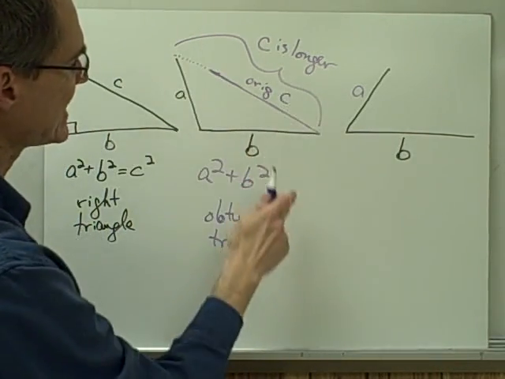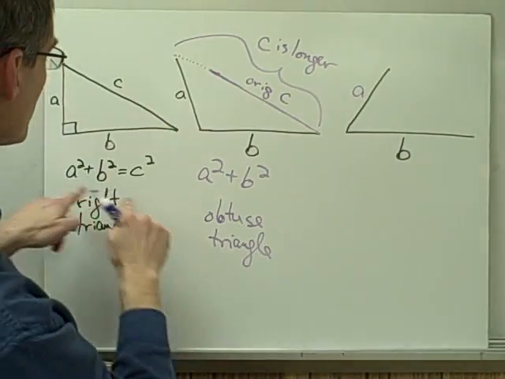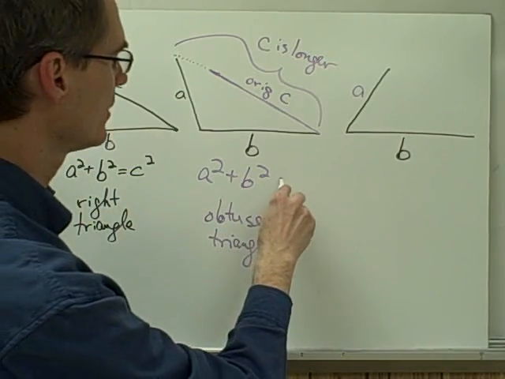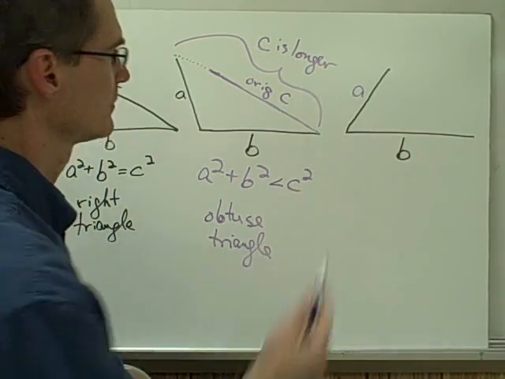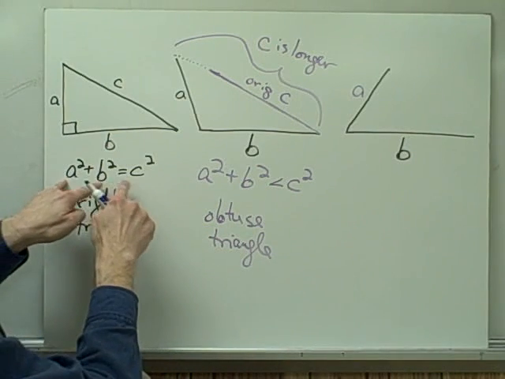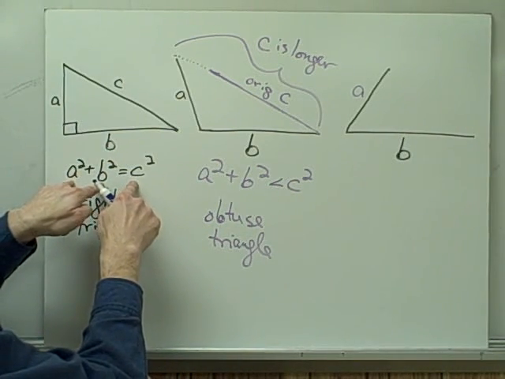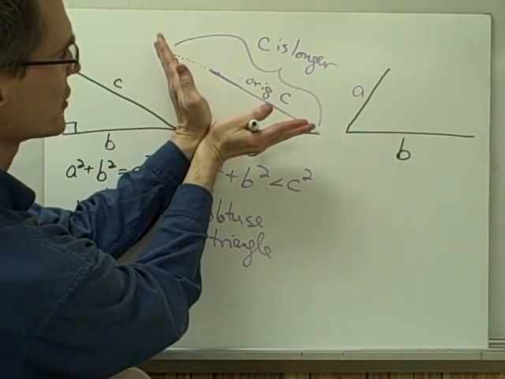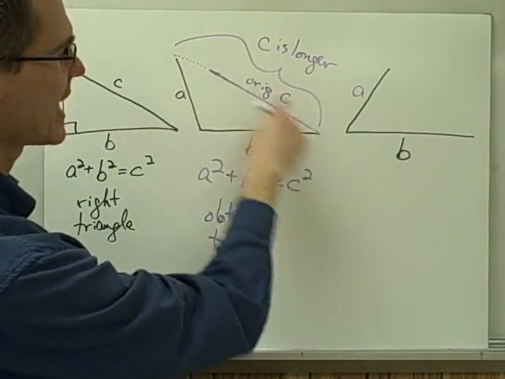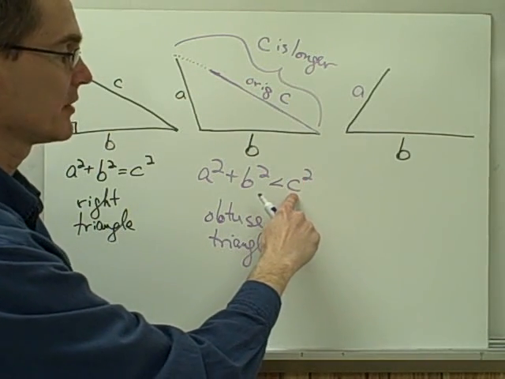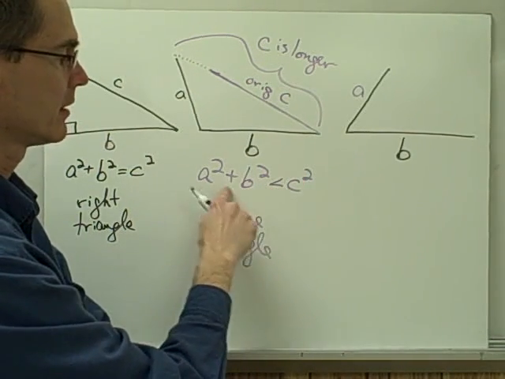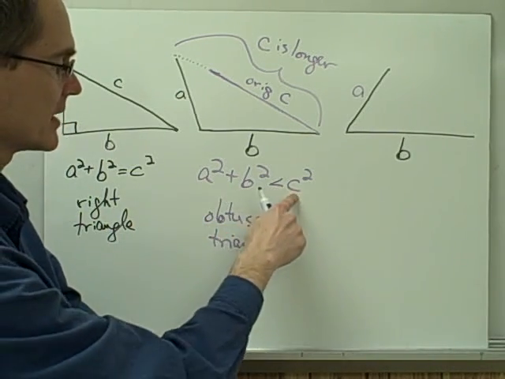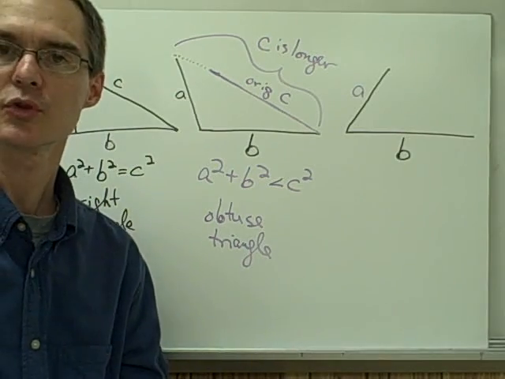But now my c is larger, and since my c is larger, but a and b are both the same length, then a squared plus b squared must be less than c squared. In other words, they started out a squared plus b squared equal to c squared, but as soon as I make that angle an obtuse angle, in order for it to still be a triangle, I've got to make my third side, c, longer, and that's going to make the c squared part bigger than a squared plus b squared. That's the relationship between a squared, b squared, and c squared when I have an obtuse triangle.